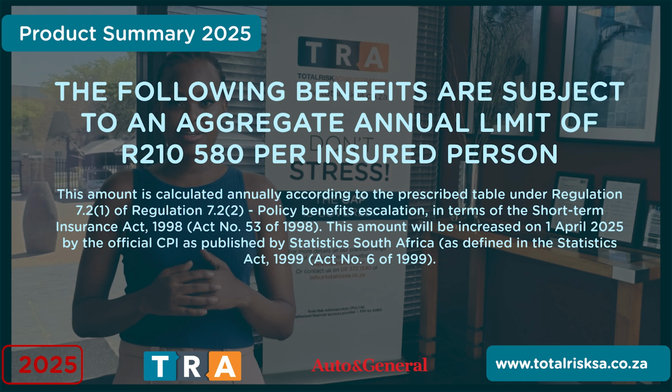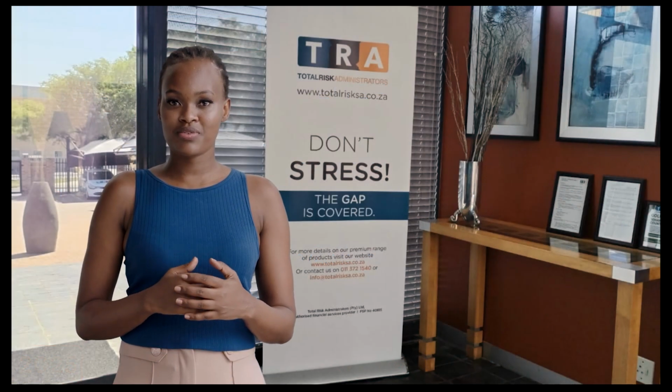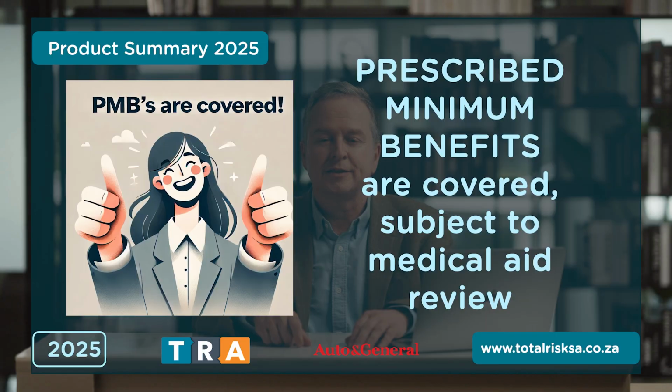This amount is calculated annually according to regulations under the Short-Term Insurance Act of 1998 and is increased annually by the official CPI as published by Statistics South Africa. A link to our table showing the historical and current limits appears in the gap cover information sheet. For 2025, most of the individual benefit categories have been increased by 5%. When it comes to prescribed minimum benefits, all of the products will cover shortfalls related to PMBs. But medical aids have to review these claims first before we can be sure that there is a valid claim.